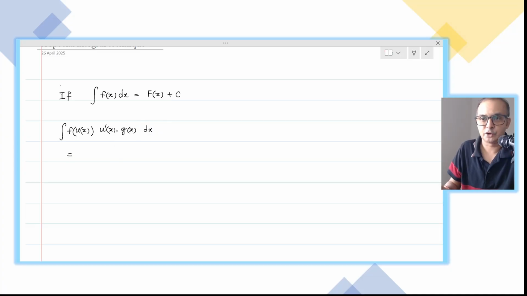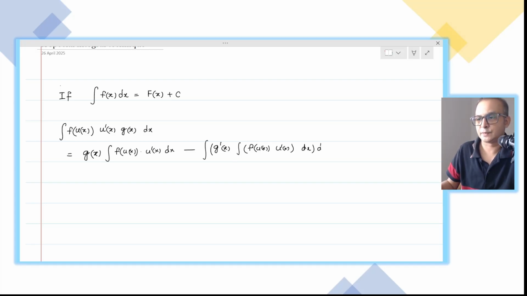And how can we apply it? Because we know that f(u(x)) has its derivative already, so we can take g(x) as the first function, and we are integrating f(u(x)) u'(x) with respect to x, minus we differentiate g, this is g'(x), and again the integration of this whole thing, that is f(u(x)) u'(x) dx, and the whole dx. This is the integration by parts we applied.